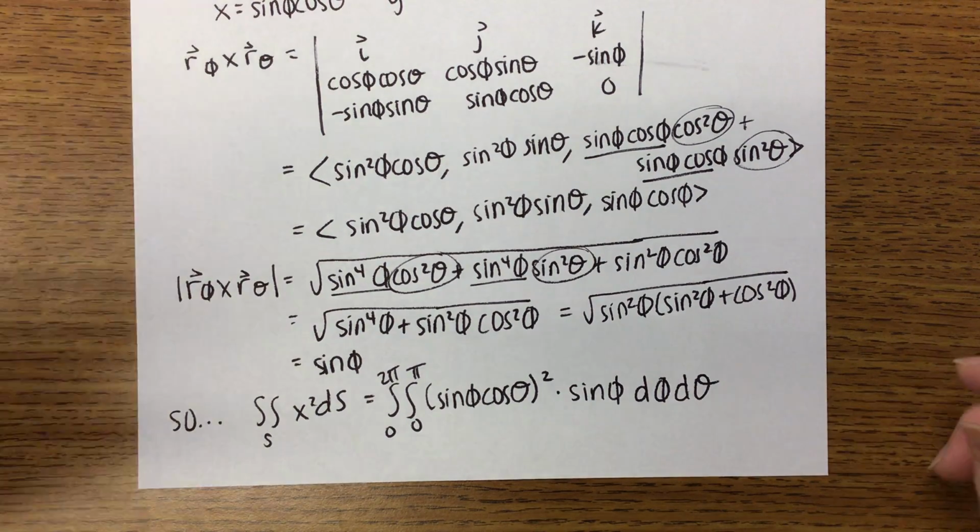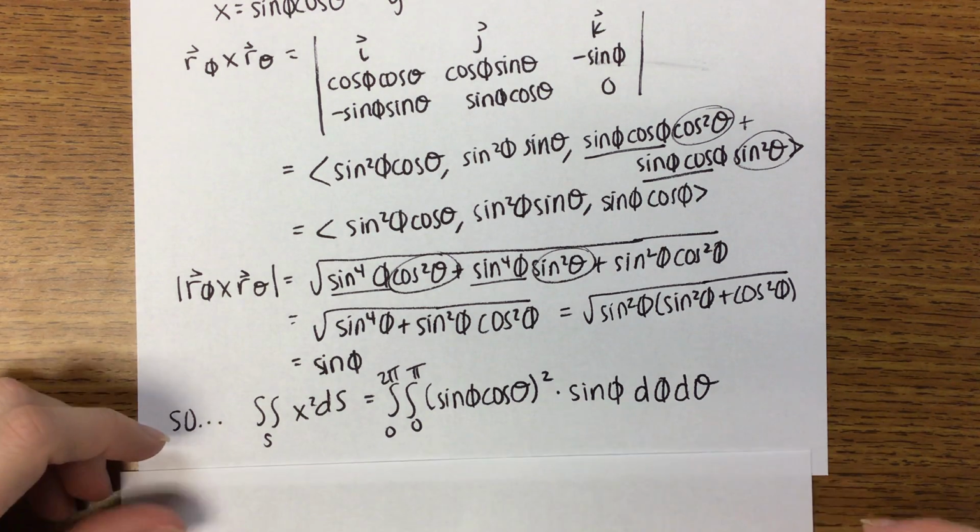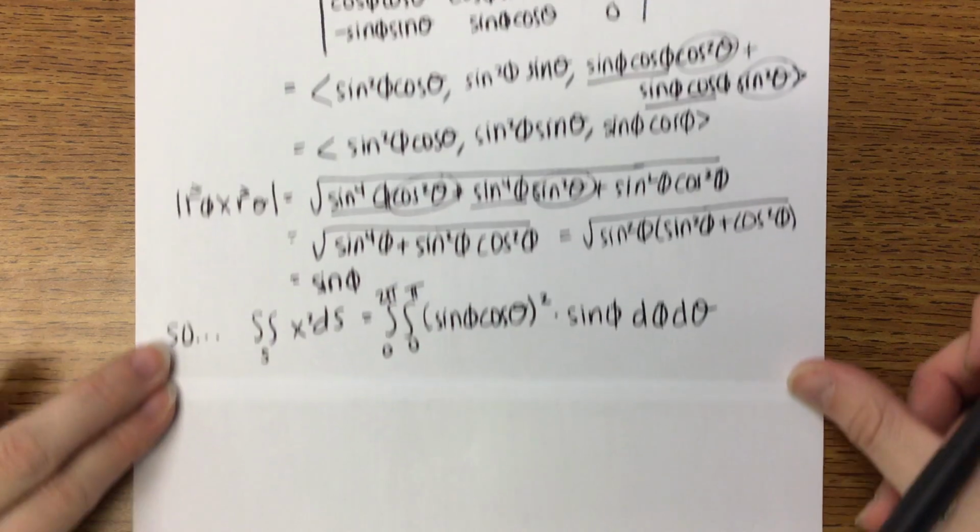Okay, are we good on how I got to that point? So we don't need like an extra term because we're converting to spherical? No, because we didn't convert to spherical. We just used those coordinates.